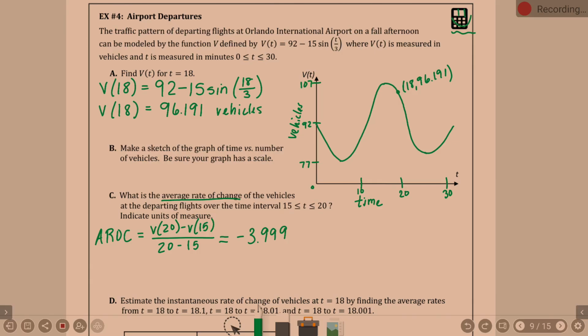So I do have an answer written out that the average rate of change is decreasing. Again, decreasing because it's negative at about 4 vehicles per minute.